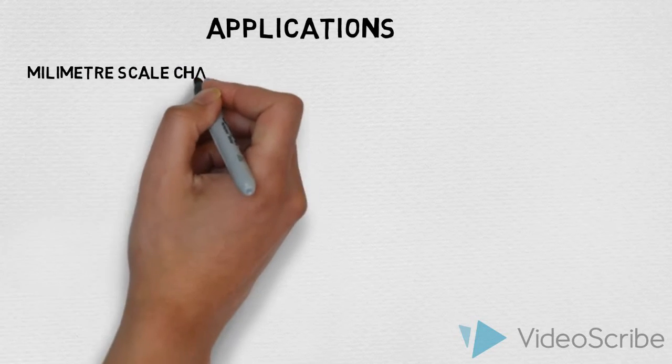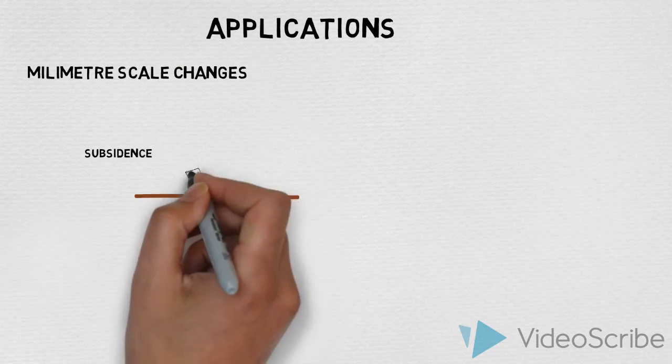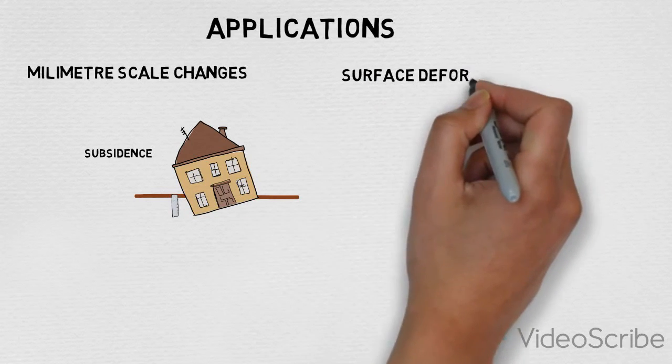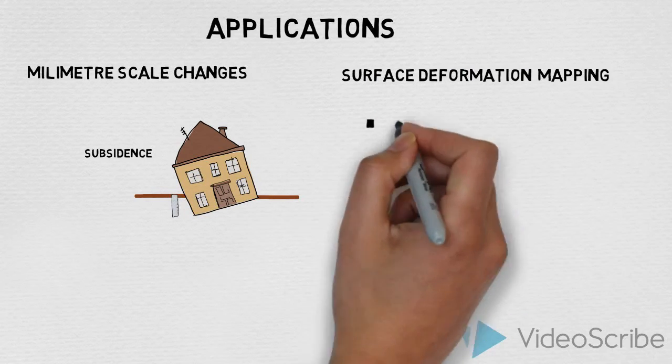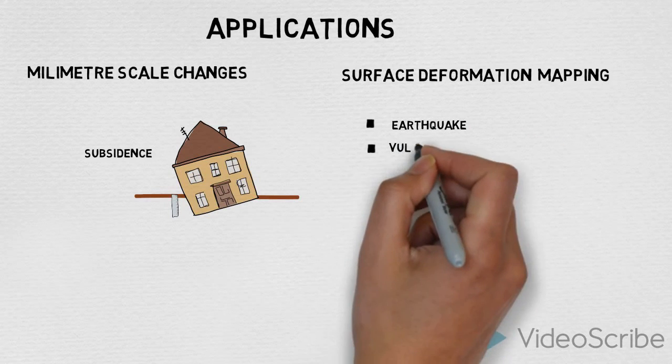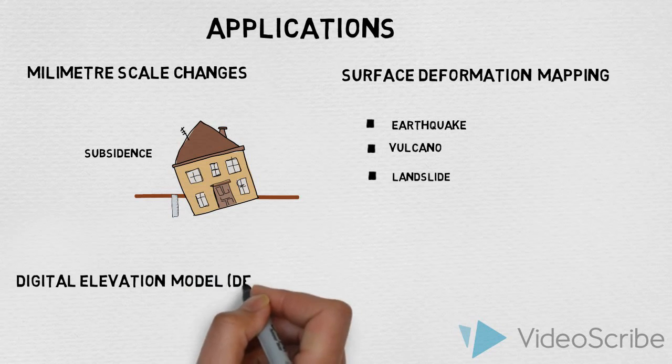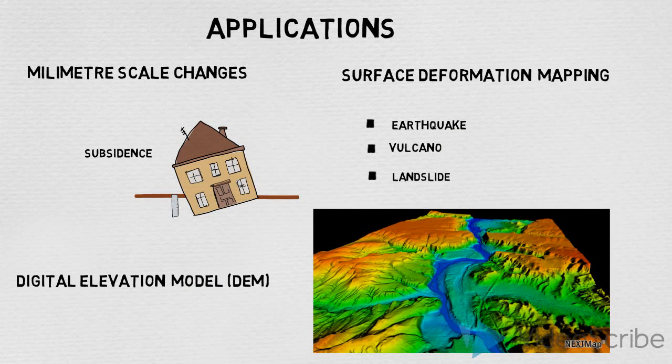The applications of InSAR are millimeter scale changes, like the subsidence of buildings, but also surface deformation mapping, like for example around an earthquake, a volcano, or a landslide, and of course creating digital elevation models. This is the end.